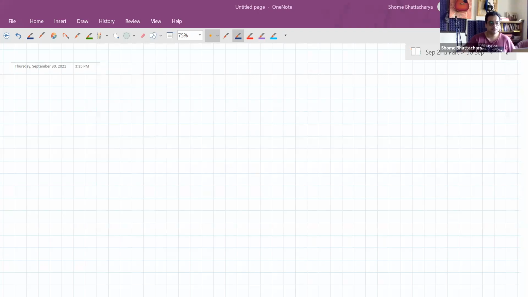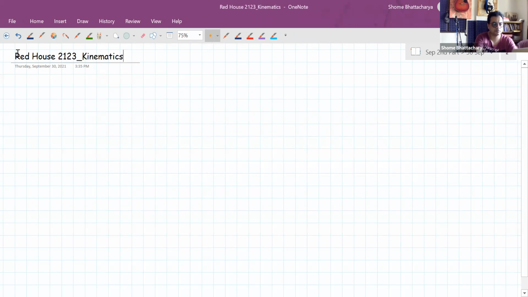So last time we had discussed a couple of applications of relative motion in 2D, including the situation of relative velocity of vertically falling rain with respect to a moving observer. So we'll continue from that point onwards today. This is session number 3 of relative motion, and with this we should conclude relative motion today.